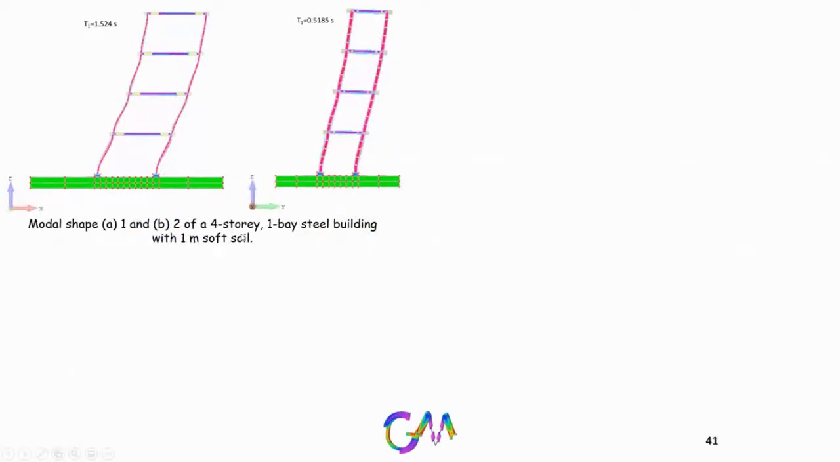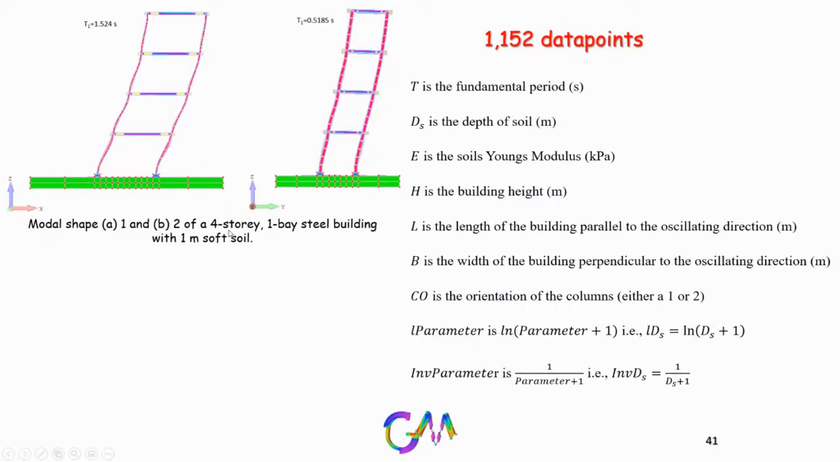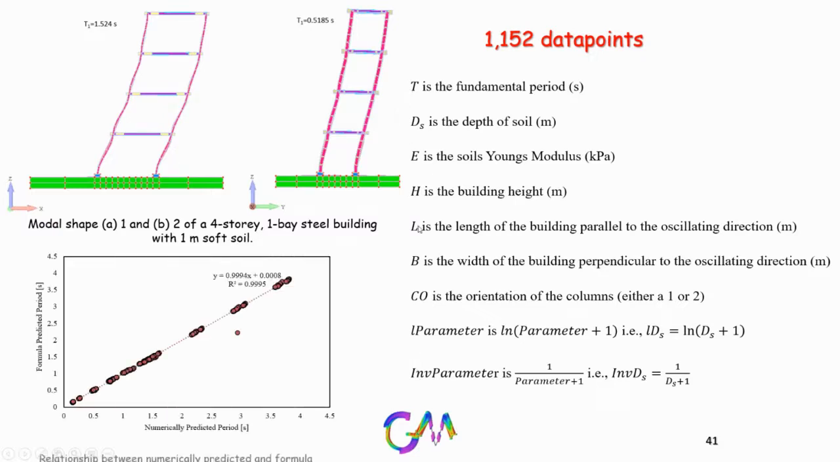Of course, this is the fundamental period, modal shapes of first modal shape and second modal shape of a four-story, one-bay steel building. We developed 1,152 data points. These were the parameters used to train and develop a predictive formula. And this is the actual relationship between the numerical predicted and formula predicted fundamental periods on test and training data set. Practically it is 100%, 99.95 correlation factor.